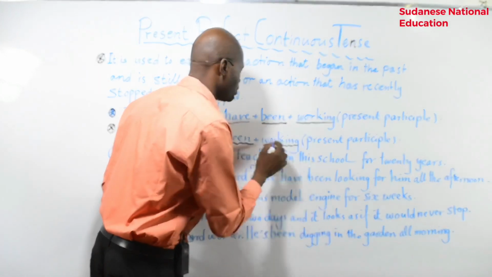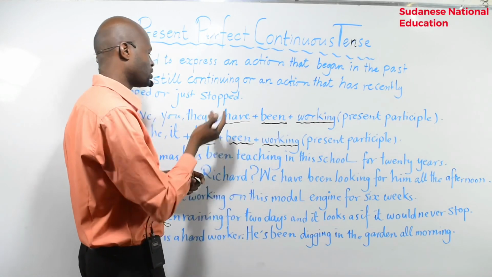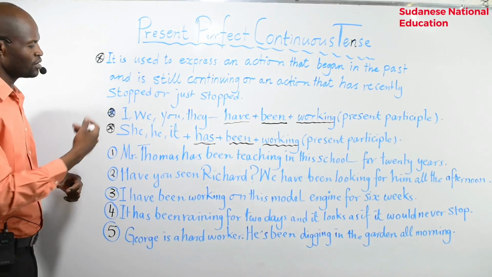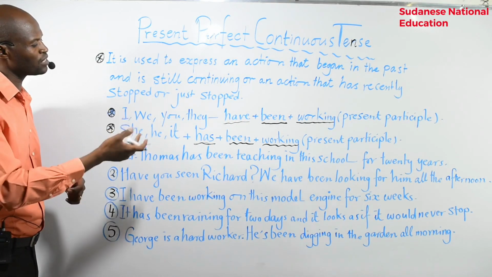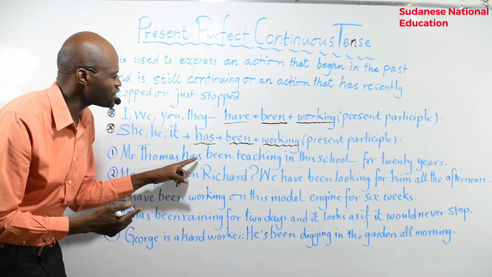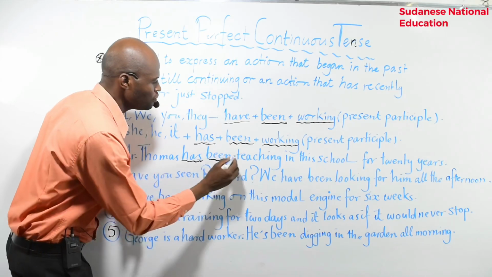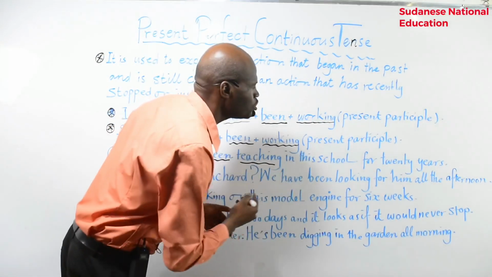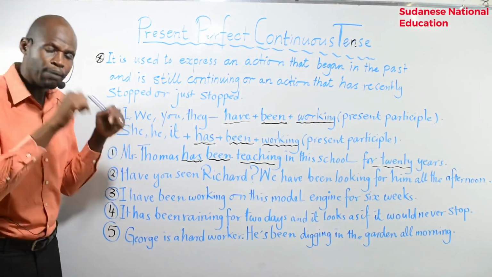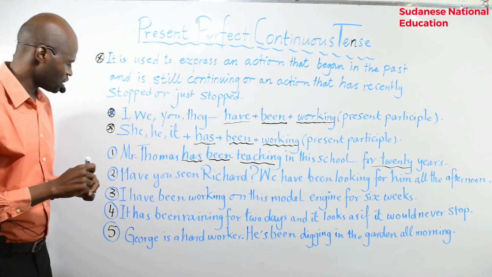So for example, here we have the verb work. So we put ing and say has been working. But here, have been working. Let's see here we have some sentences to tell us the situation in which we use the present perfect continuous. Mr. Thomas has been teaching in this school for 20 years. For 20 years, it means up to now. Has been teaching for 20 years, up to this moment.